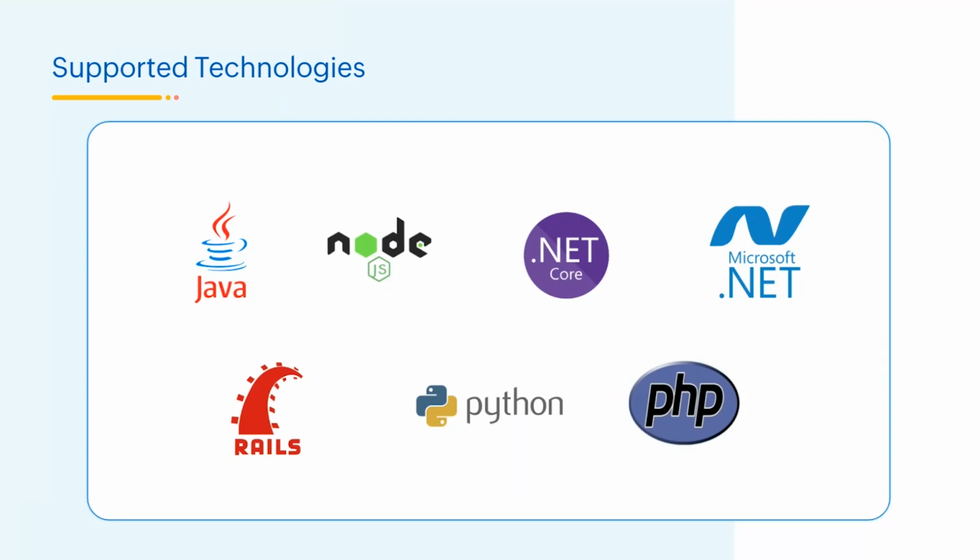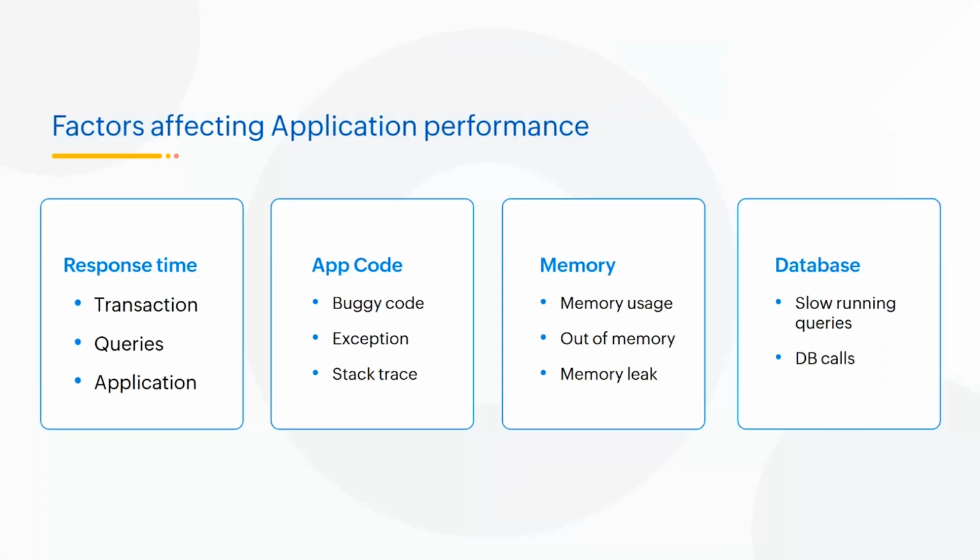The supported technologies in APM Insight are Java, Node.js, .NET Core, .NET, Ruby on Rails, Python, and PHP as well. Now, here, these are some of the factors that will play a crucial role in determining the performance of an application. Let's see each one of these factors. The first one is response time. When a transaction is made by a user in the web application, the request is sent from the application layer, which will travel through the transaction and the network layers and hit the application server, and this request is served back to the end user.